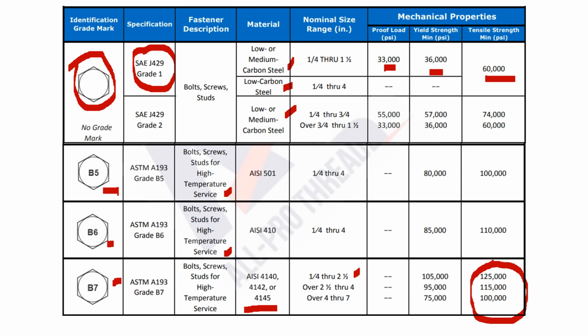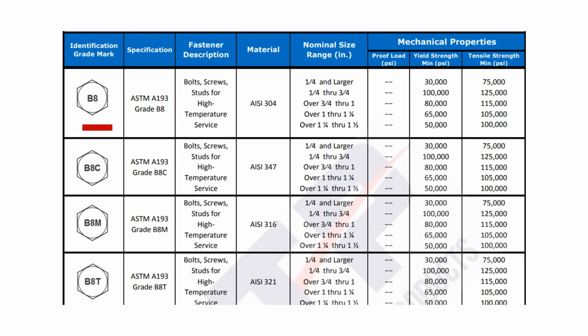So the last one, B8, is AISI 304. It's stainless steel, as I told you. If B8C, then it is AISI 347, higher grade. If B8M, then AISI 316. If B8T, then AISI 321. So the alphabet and numbers are combined here.